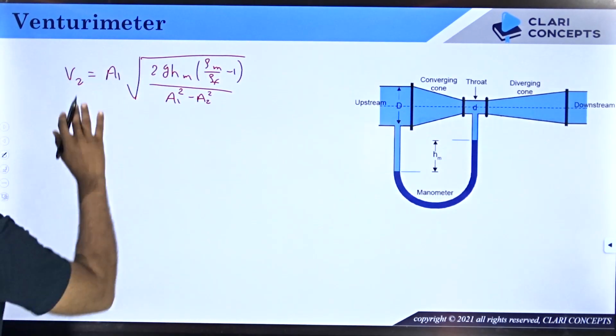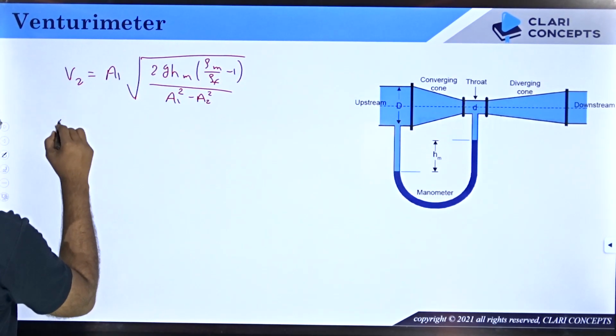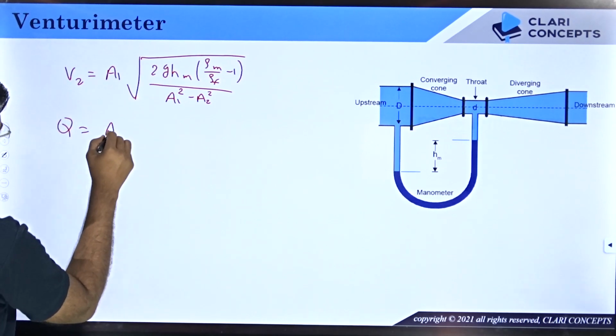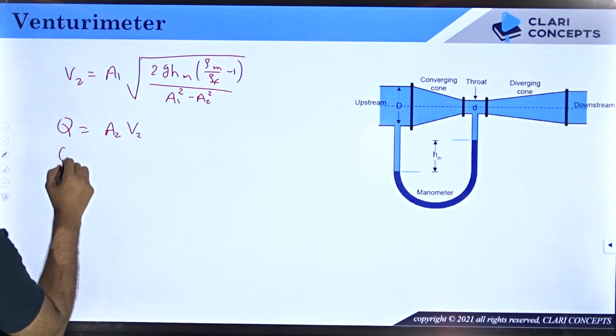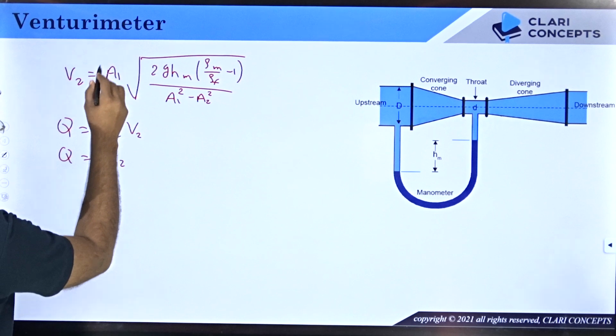Now this is not the final form, your purpose was to find the flow rate, that is Q. Now if V2 is received, you can write Q will be equals to A2 into V2. So then A2 will be as it is. What is V2? A1 and all this term.